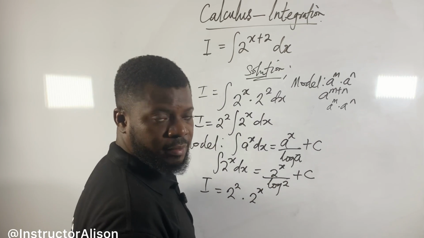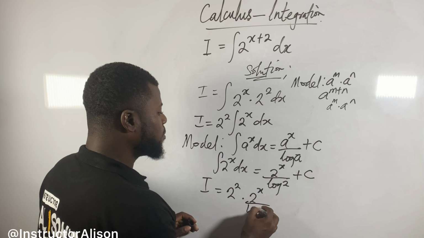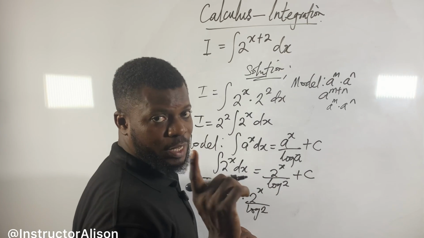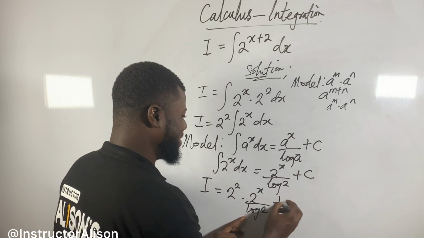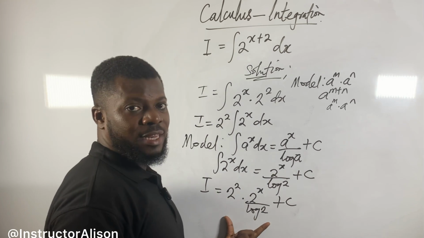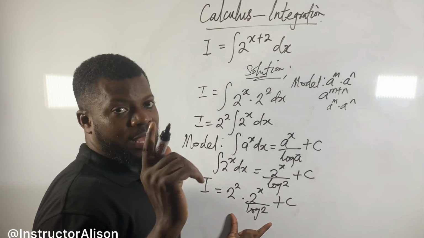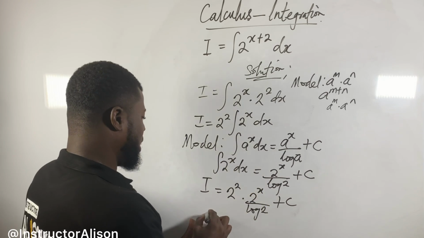All over log 2. Plus c. Some people leave the answer like this, but I feel we should do one last step. What will be the last step? I'll say I equal to this thing we see here.